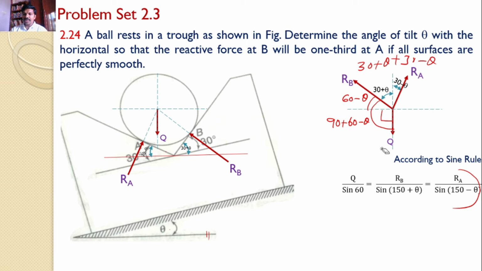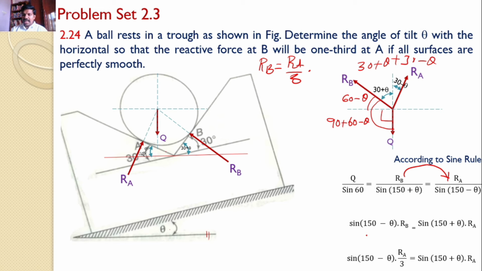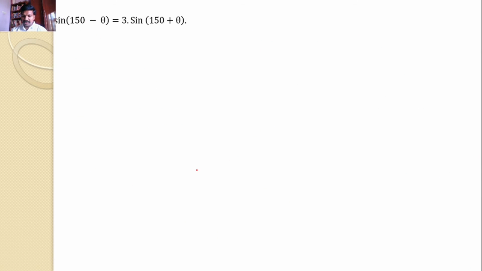Now, another condition is given that RB is RA by 3. This is the condition given. Now what I will do is, I will take these two equations: sine 150 minus theta into RB is equal to RA into sine 150 plus theta. So I will substitute RB is equal to RA by 3. So I will get sine 150 minus theta into RA by 3 is equal to sine 150 plus theta into RA. So this I can further simplify.